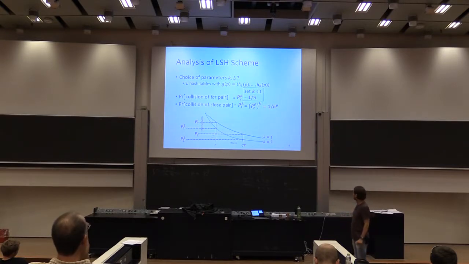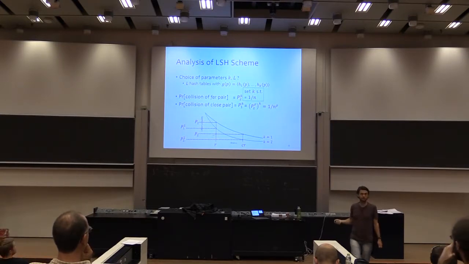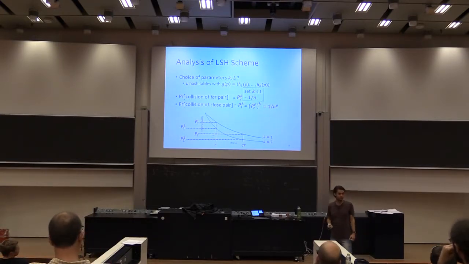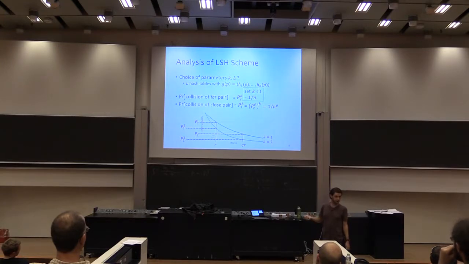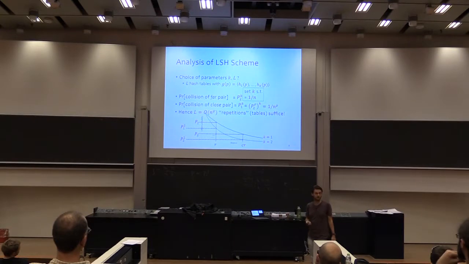Now, if the probability of collision of a close pair is something like 1 over n to power rho, and rho is something like a half, for example, then one hash table will succeed in finding a near neighbor with probability 1 over root n. So you have to repeat roughly order root n times to succeed in at least one hash table with constant probability. This is where rho comes from.